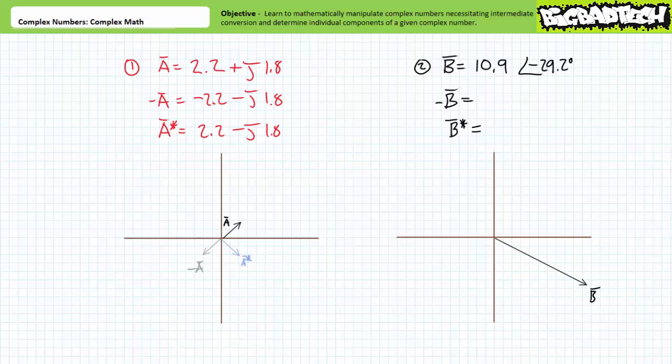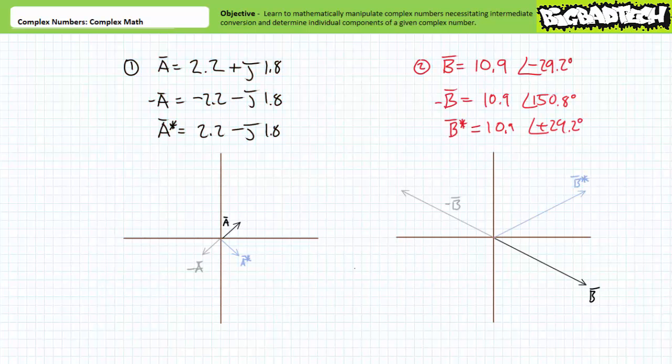For our first example problem, complex number A in rectangular format is 2.2 plus j 1.8. Negative A in rectangular format is negative 2.2 minus j 1.8. Negative A appears to be pointed in the opposite direction as A, as we can expect. The complex conjugate of A in rectangular format is 2.2 minus j 1.8. The complex conjugate of A appears to be the reflection of A across the horizontal axis, as can be expected.